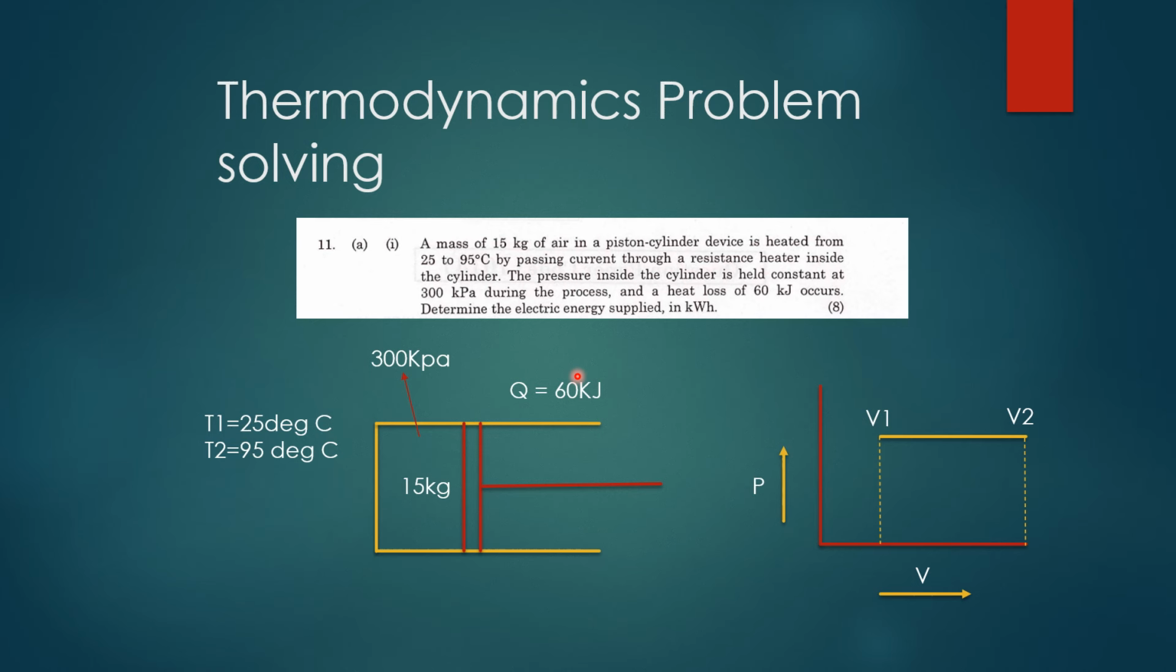Whenever we get a question like this, it's better to draw a diagram indicating the system so that it is easy for us to understand what is happening. So this is the piston and the cylinder drawn as a sketch. The 60 kilojoule is going outside of the system as a waste of energy, and the pressure is 300 kilopascal, and the temperature at the initial stage is 25 degrees Celsius, then it increases to 95 degrees Celsius. We can also understand from here the pressure is held constant, so this is a constant pressure process. They have not mentioned anything about the volume, so we need to calculate it. We will come to that part.